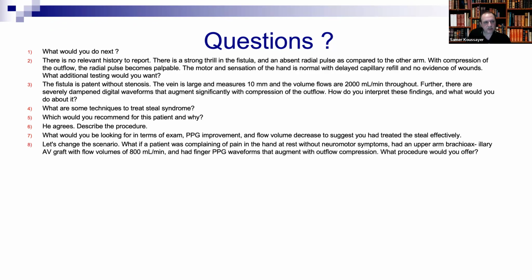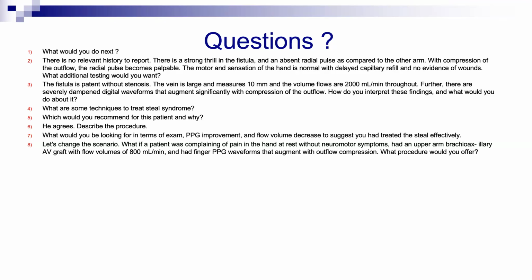What if the patient is complaining of pain in the hand at rest without neuromotor symptoms, has an upper arm brachioaxillary AV graft with a flow volume of 800, and has finger PPG waveforms that augment with flow compression? What procedure would you offer? So what we are dealing with now is low volume, correct? Yes. Low volume, what procedure? Do you do banding for this one? No banding, correct. So what kind of procedure do we do? Proximalization of the arterial inflow.